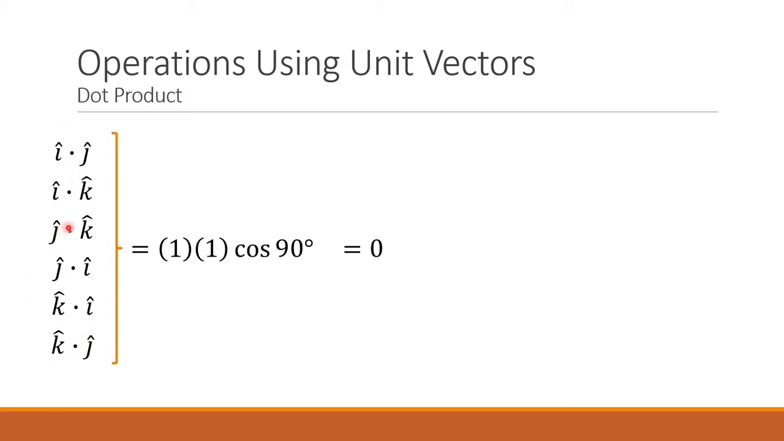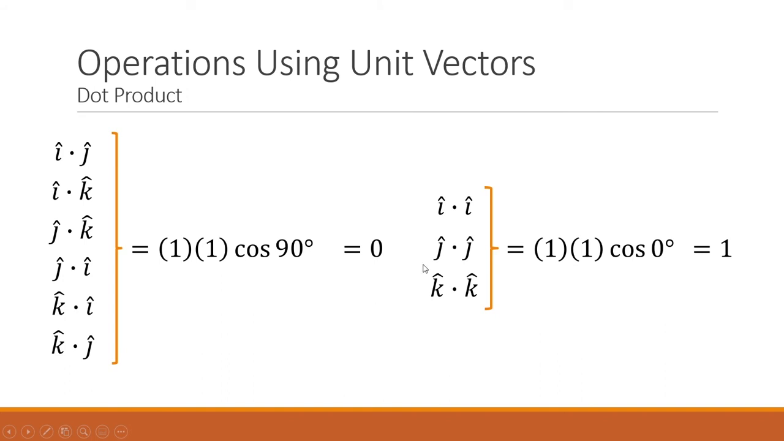Yung J dot with K, J dot I, 0. K dot I, K dot J, 0. If you notice mo, it's like a commutative property. Pwede mong ibaliktad J dot K, K dot J, it doesn't matter, 0 lang yan. Okay? So, yun yung ibig sabihin nito.